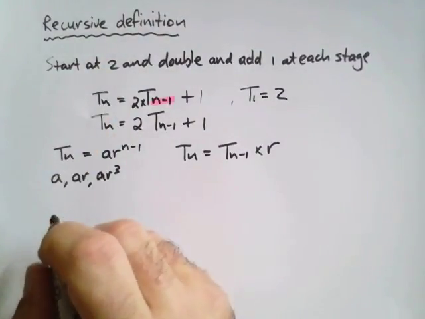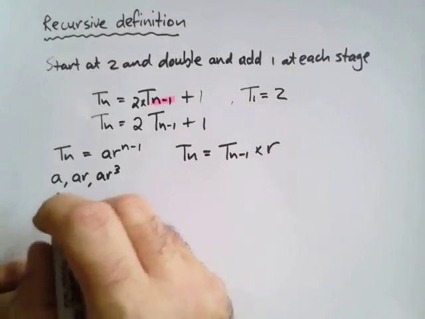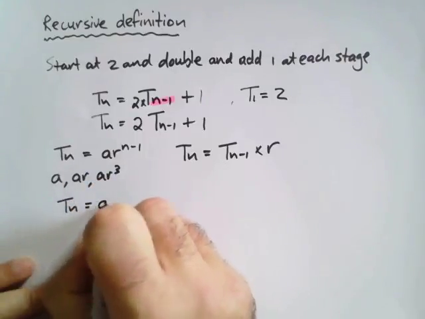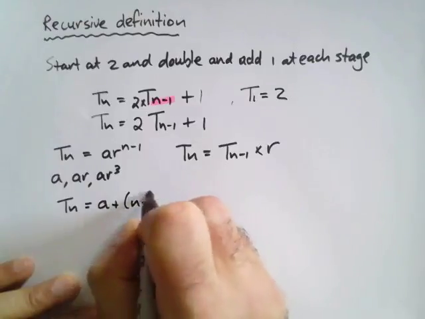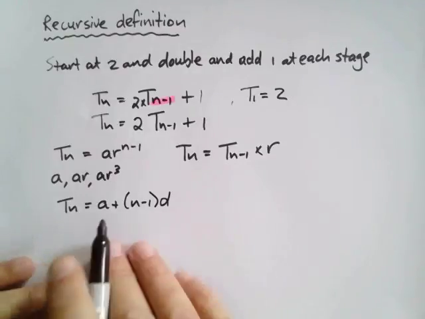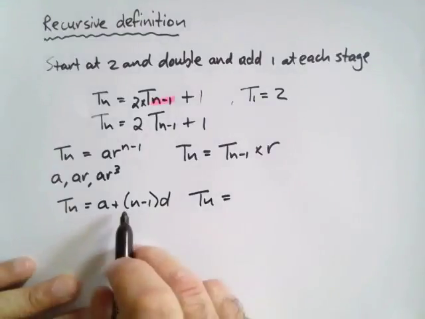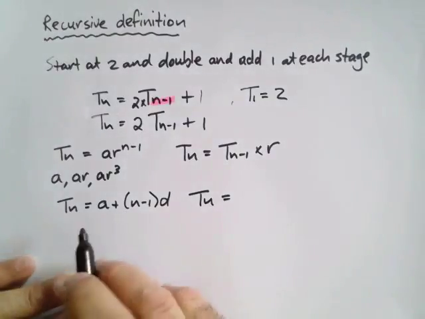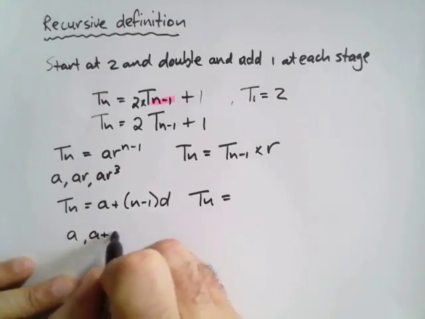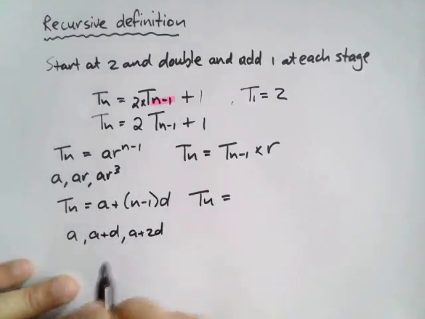If we look at another example, the arithmetic sequence, remember the arithmetic sequence was Tn equals a plus n minus 1 d. That was the formula for Tn. But if I want to rewrite this as a recursive definition, I want to write it in terms of the previous terms, which means the first one was a, the next one was a plus d, the next one was a plus 2d. That's how we wrote it.